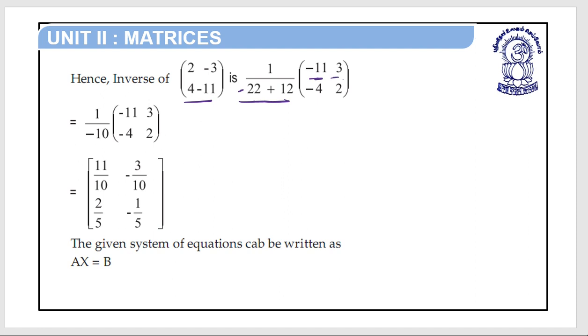3, minus 4, 2. One upon minus 10, [minus 11, 3; minus 4, 2]. So [minus 11 by 10, minus 3 by 10; 2 by 5, and minus 1 by 5].